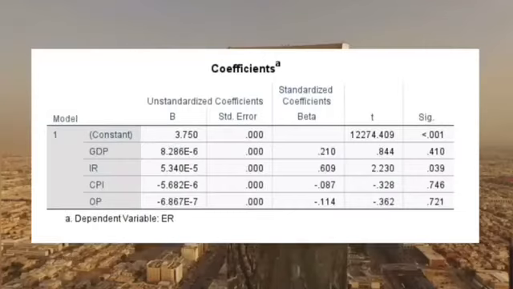From the coefficients table, we can see that the gross domestic product, consumer price index, and oil price are not significant because the value is more than the P value, which is 0.05. The interest rate is significant to exchange rate, as the value is 0.039, lower than the P value 0.05. The regression equation is y equals 3.750 plus 8.286E-6 gross domestic product plus 5.340E-5 interest rate minus 5.682E-6 consumer price index minus 6.867E-7 oil price.